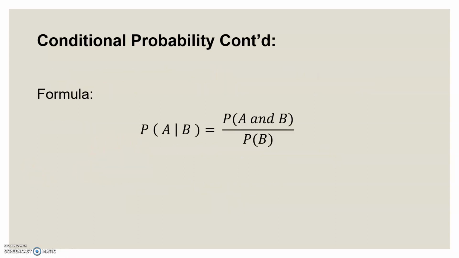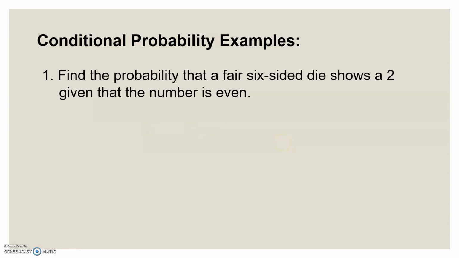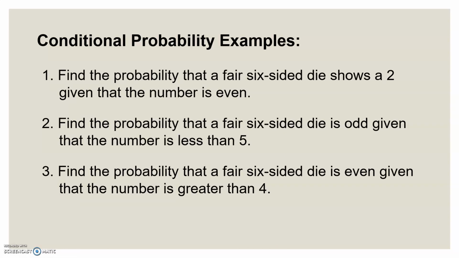The formula that we get for conditional probability is this right here. So P of A given B is equal to P of A and B all over P of B. So the denominator will always be the probability of the event that we already know. So in this case, since we're given some knowledge about event B already, then the denominator will be the probability of event B.